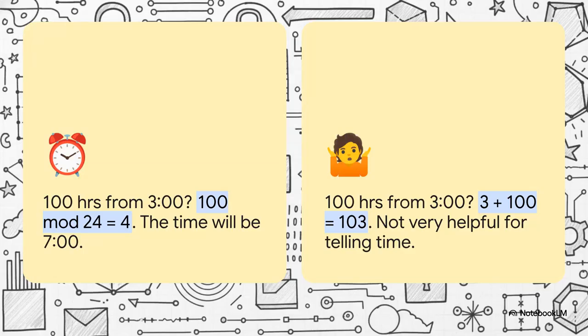And this is a perfect example of why it's so powerful. If someone asks you what time it'll be in 100 hours from 3 o'clock, regular math just gives you 103 o'clock, which helps nobody. But clock math focuses only on what's left over, on the remainder. We just need to find the remainder of 100 divided by 24. That remainder is 4. So 4 hours after 3 o'clock is 7. See? It's all about finding that useful little leftover piece.